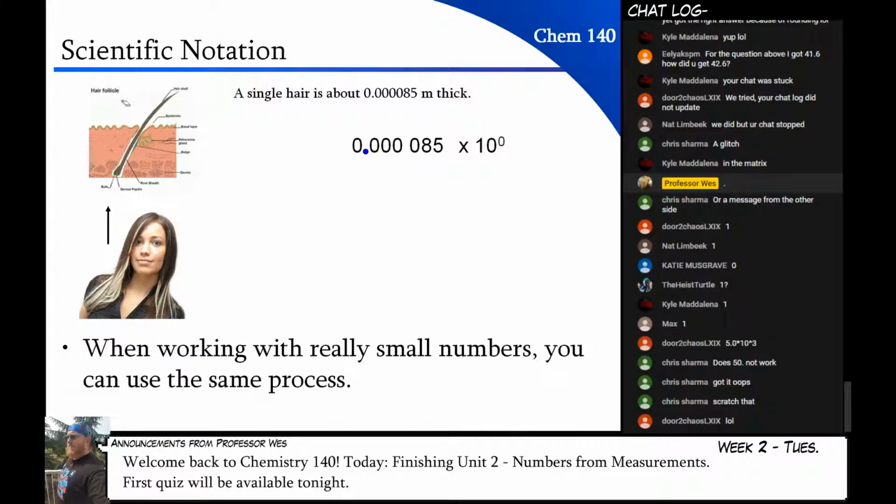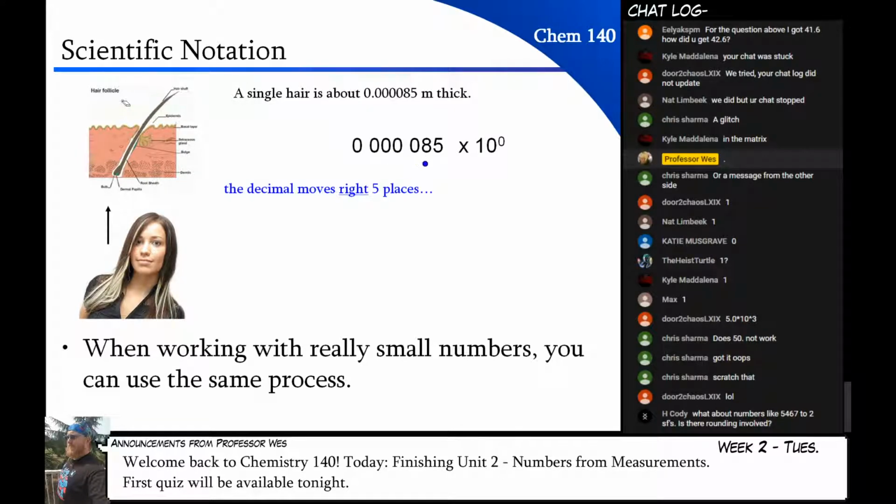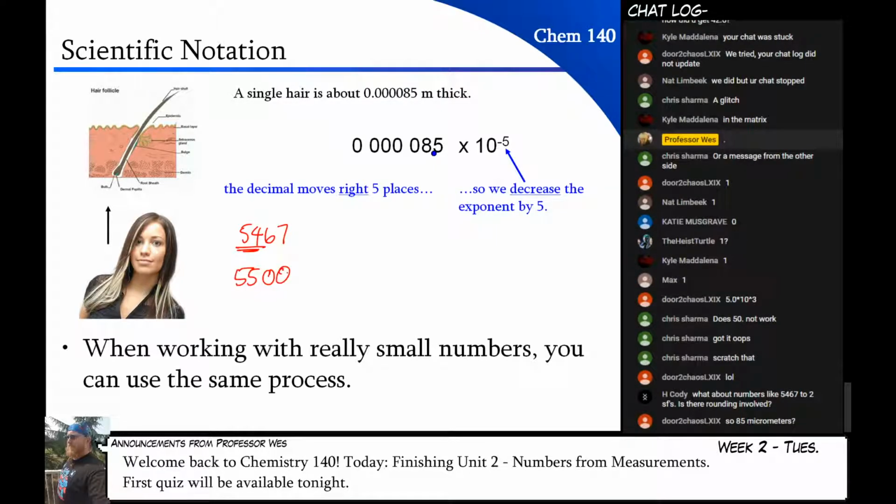Same thing with small numbers. This is the width of a human hair in meters. That's a silly unit to work with. So I decrease the exponent when I do that. For numbers like that to 2 sig figs, would you round? Yeah, you would round that number. So these are the 2 sig figs you're going to keep. So I'm going to round. And then this is, again, the wrong magnitude. 55 and 5467 are not the right magnitude. So I had to put in the placeholders. This would be 85 micrometers, yeah.